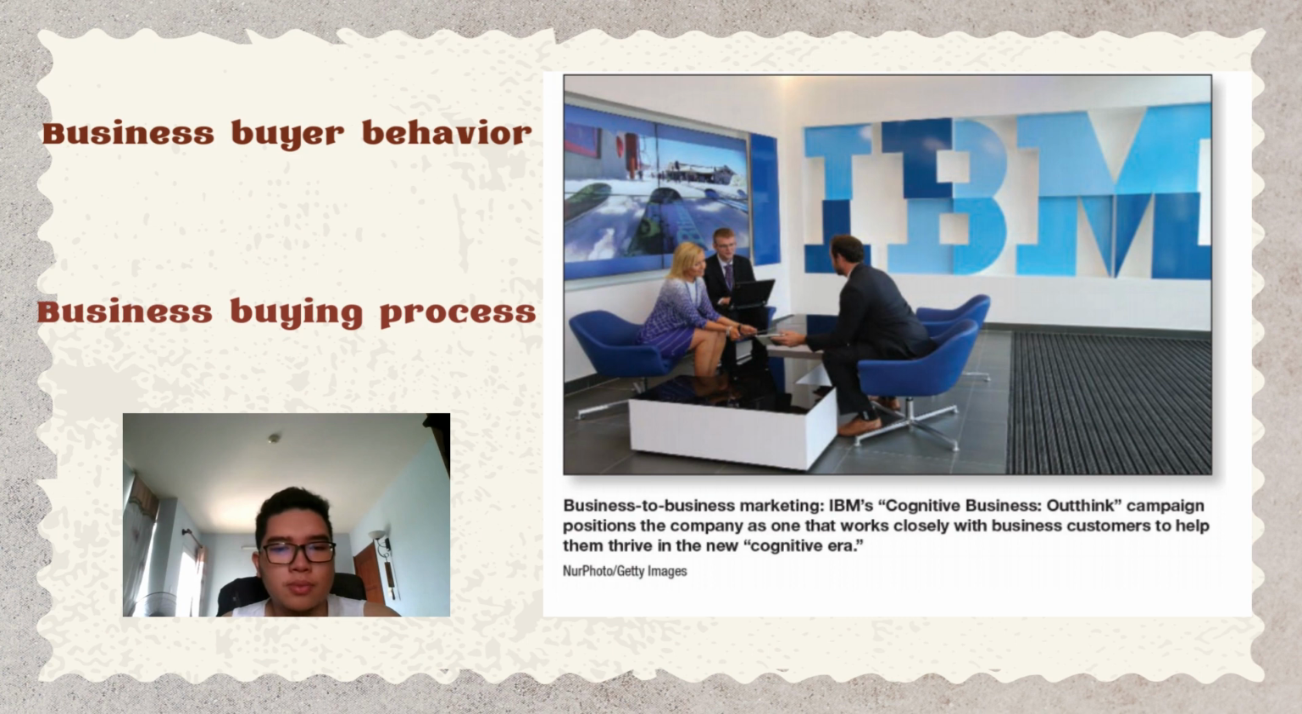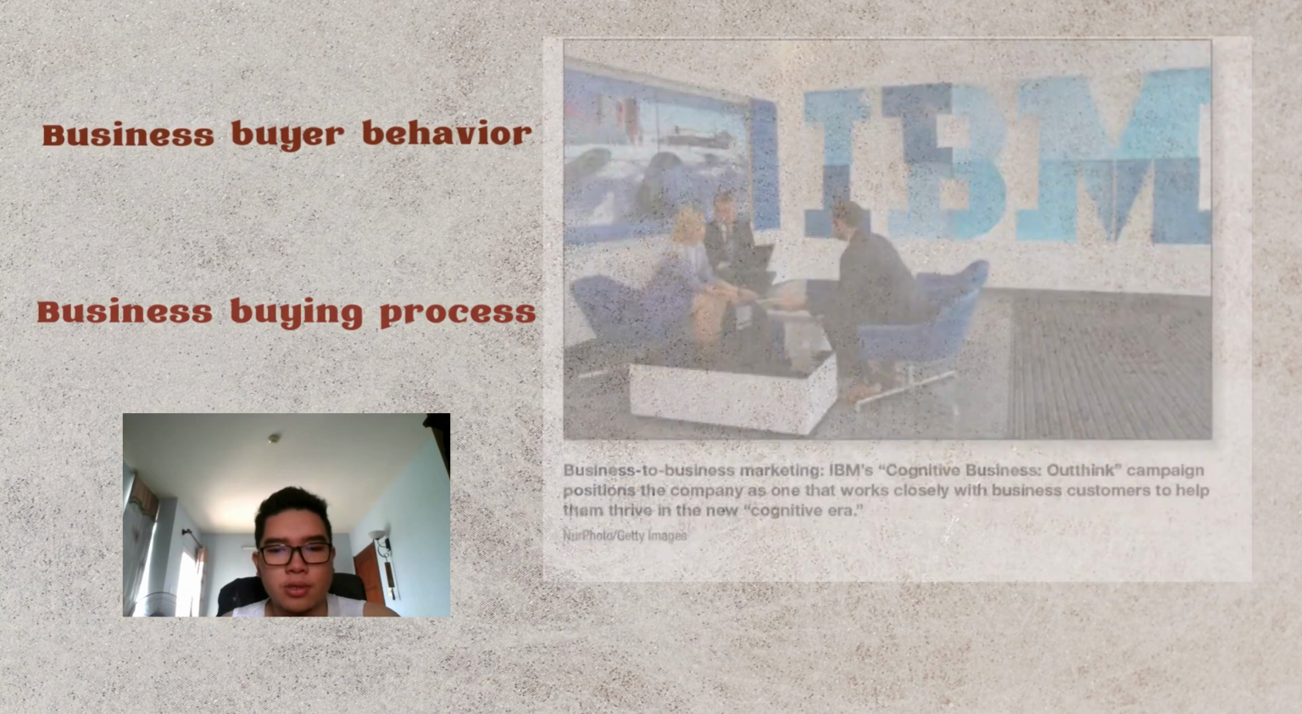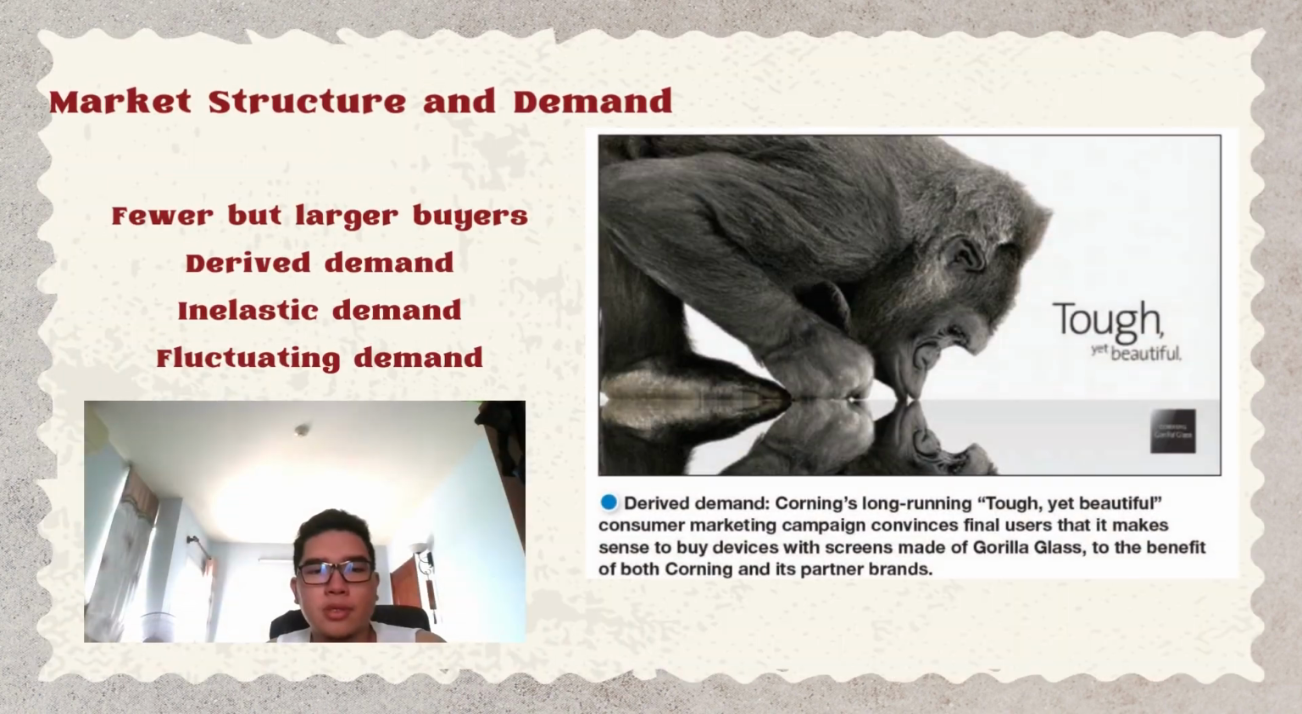The business buying process is the process where business buyers determine which products and services are needed to purchase, and then find, evaluate, and choose among alternative brands. Market structure and demand are what businesses usually deal with. The first one is fewer, larger buyers. The second one is derived demand. The third one is inelastic demand.